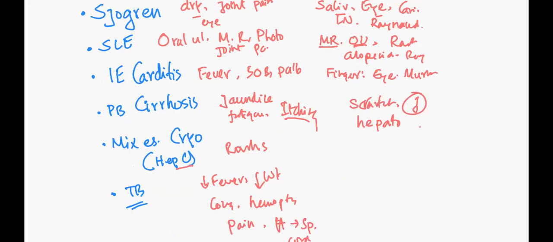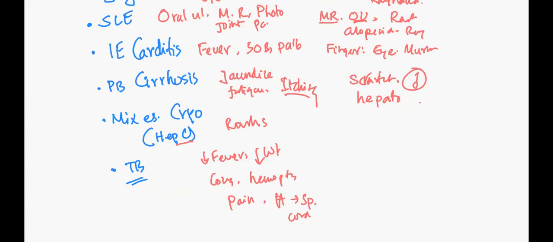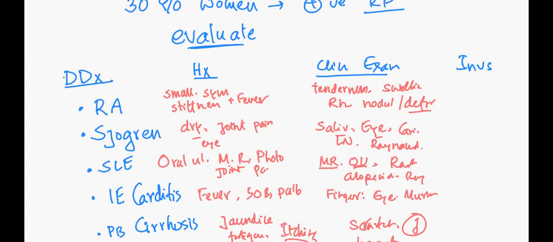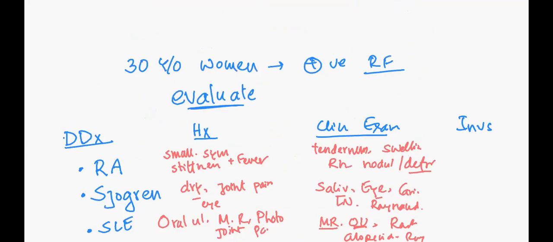For mixed essential cryoglobulinemia, you can find the rashes, as I mentioned. For TB, the findings could be varied. You can find the evidence of pulmonary tuberculosis on your chest, and if there is Pott's disease, the spine will be tender. So those are the clinical exam findings that may be found in patients who are rheumatoid factor positive.